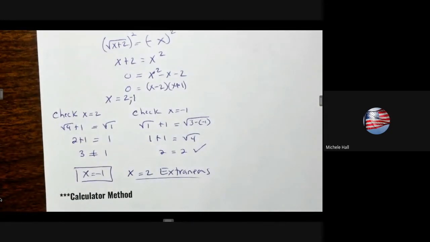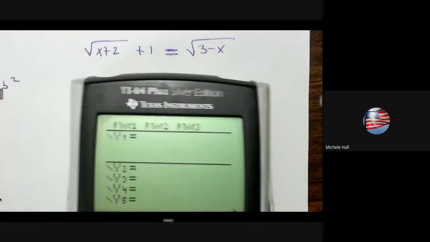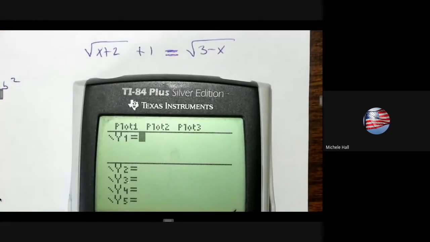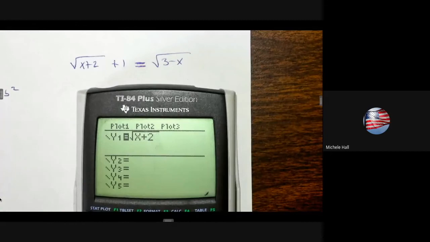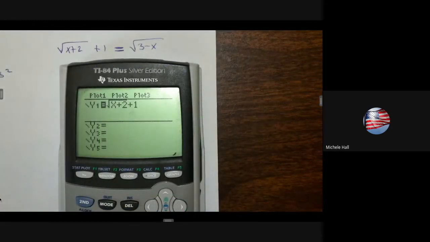We could use a calculator method on this. Let's get our graphing calculators and see how to do this. Using the previous example, we're going to let y1 equal the left-hand side of the equation. The square root of x plus 2. Make sure that you arrow out from underneath the radicand using your arrow keys. And then plus 1. That's y1.